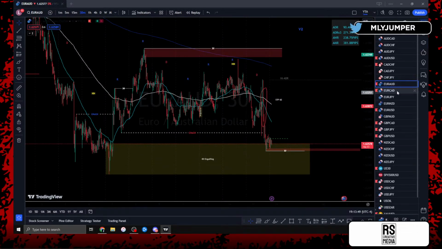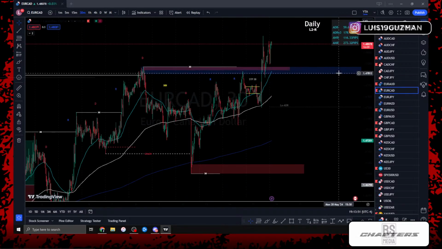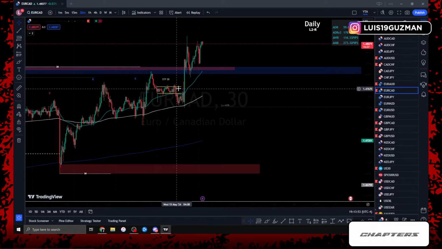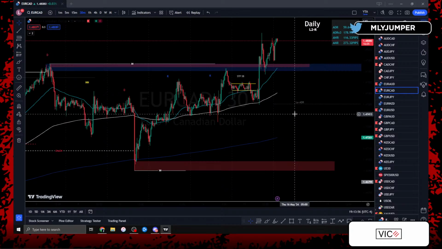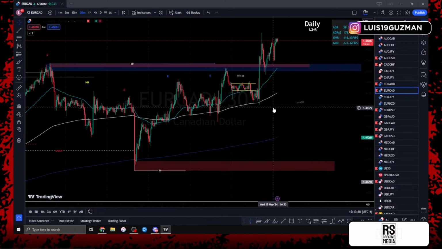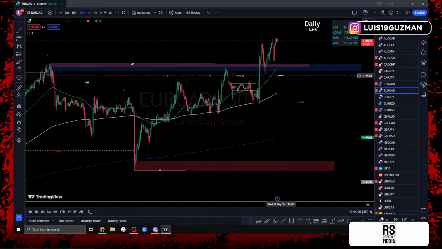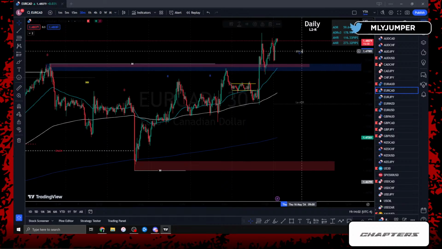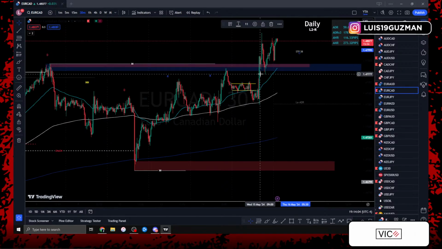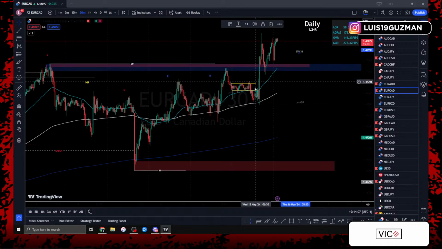Perfect. On to the next one, EURCAD. EURCAD, we were looking for 372. This one was beautiful. Looking at structure now, everything played out the way it was supposed to play out. This was a pair that we were looking at for today. Why didn't we take it? We had the news that came out at 8:30 in the morning.